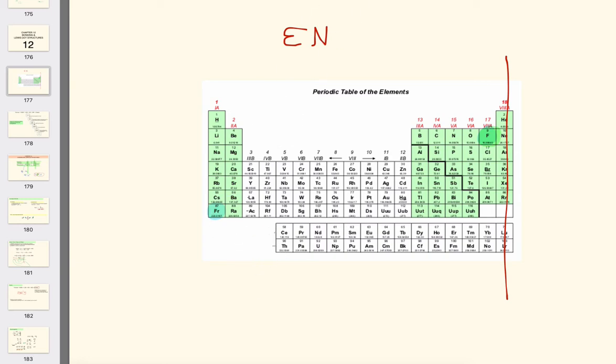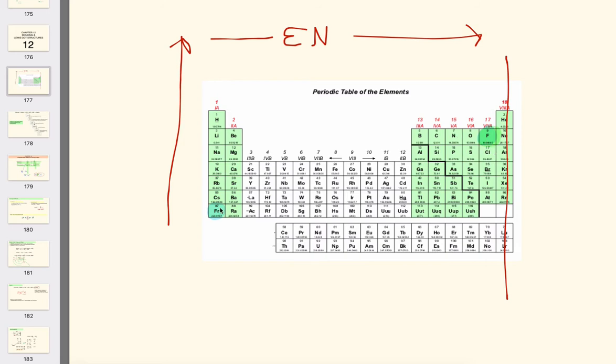So the general trend in electronegativity is this. I would know this if I were you. Electronegativity increases from bottom to top, and electronegativity increases from left to right, ignoring, of course, the noble gases. So if fluorine bonds to potassium, we get potassium fluoride. Then potassium is not going to get very many electrons, and fluorine is going to have most of the electrons. Electrons are going to hang around fluorine most of the time.